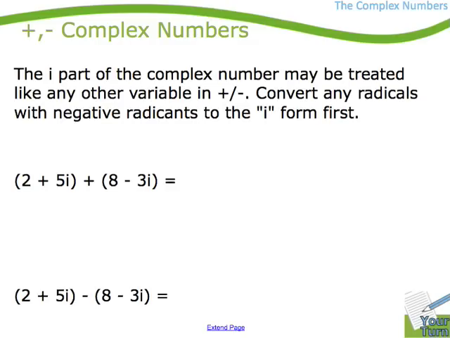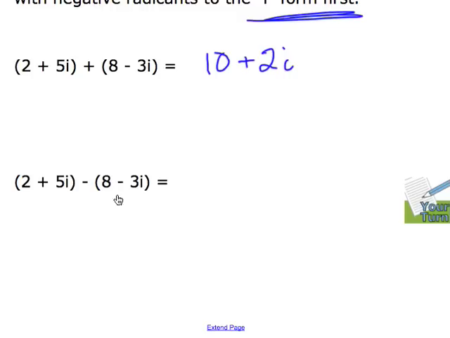Now, if I'm adding complex numbers, the first thing I need to do is make sure that they're in the i form. These ones are in the i form, so we're okay. But if there was a square root with a negative number underneath it, I'd first have to put it in the i form. What you do is you treat the i just as you would any other variable. So if I'm adding these, 2 plus 8, that's 10. 5i minus 3i, it'd be a plus 2i. Done. So I treat them sort of as I would any other variable.